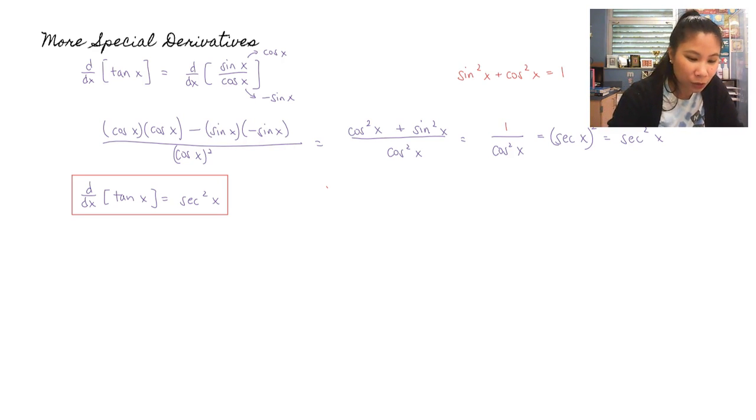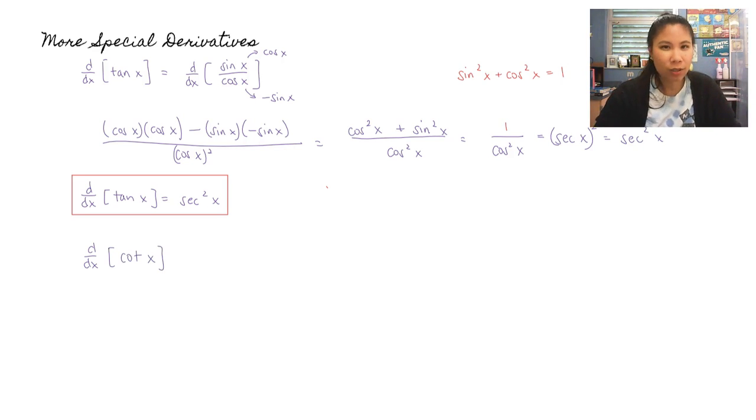Which means we can also use the same method to find the derivative of cotangent x, because cotangent is just cosine over sine. So we would use the quotient rule again, and then you would end up with negative cosecant squared x. Cool.